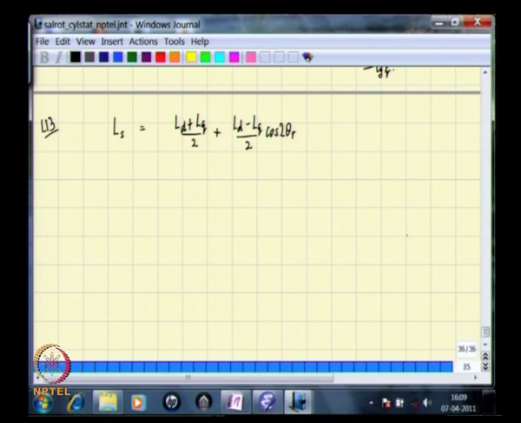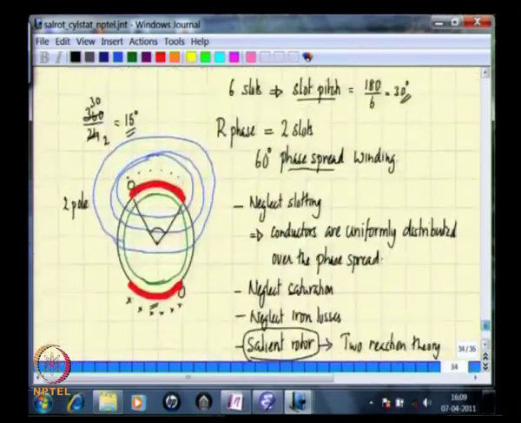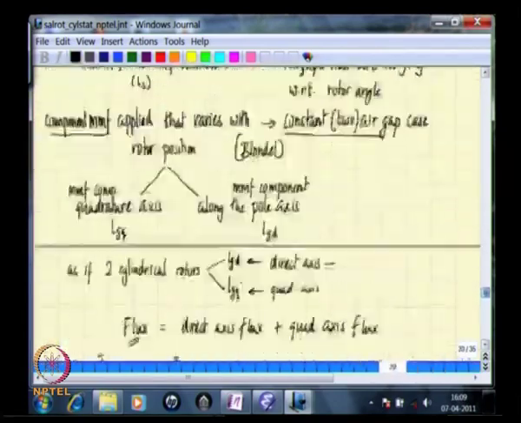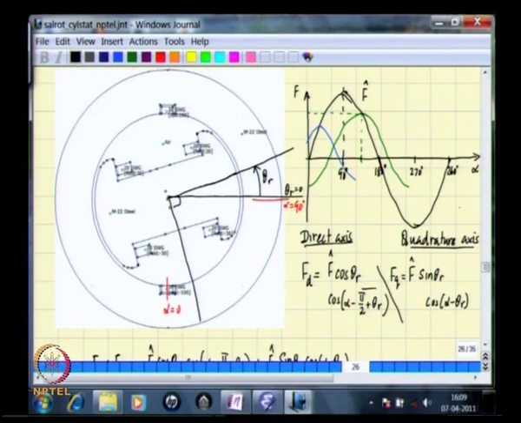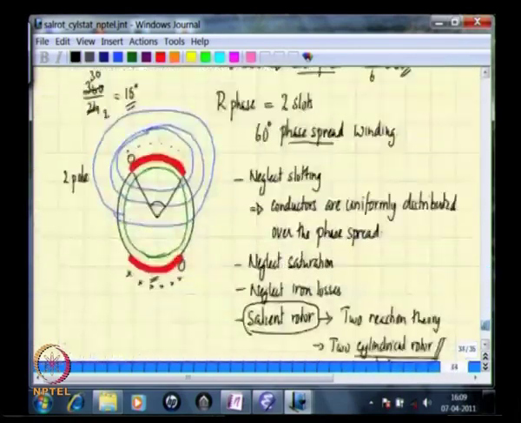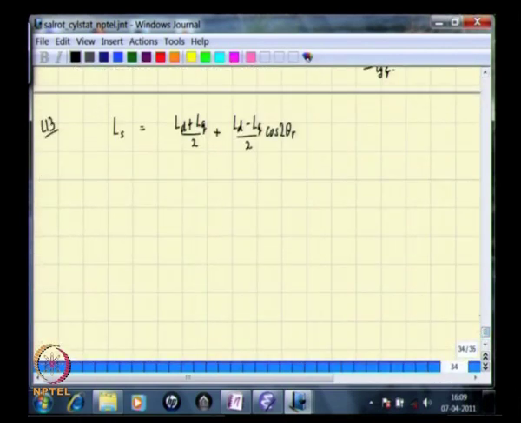Now, there are a few observations to be made. In this machine we have considered the rotor to have 2 poles. The salient pole structure had only 2 poles. We could go back to that figure and take a look at that. So, this was the salient pole structure that we had considered, and one can clearly see that this has 2 poles, and this is the expression that arises for that machine.